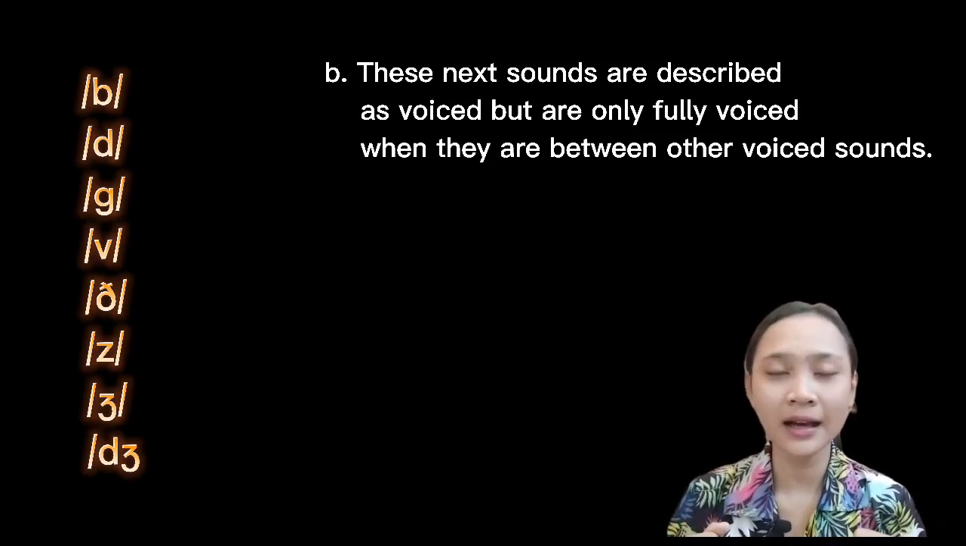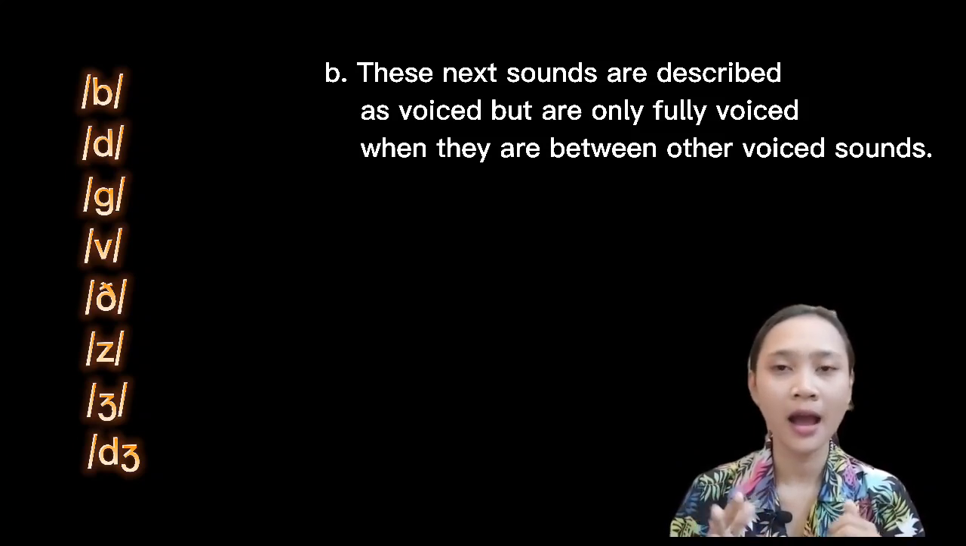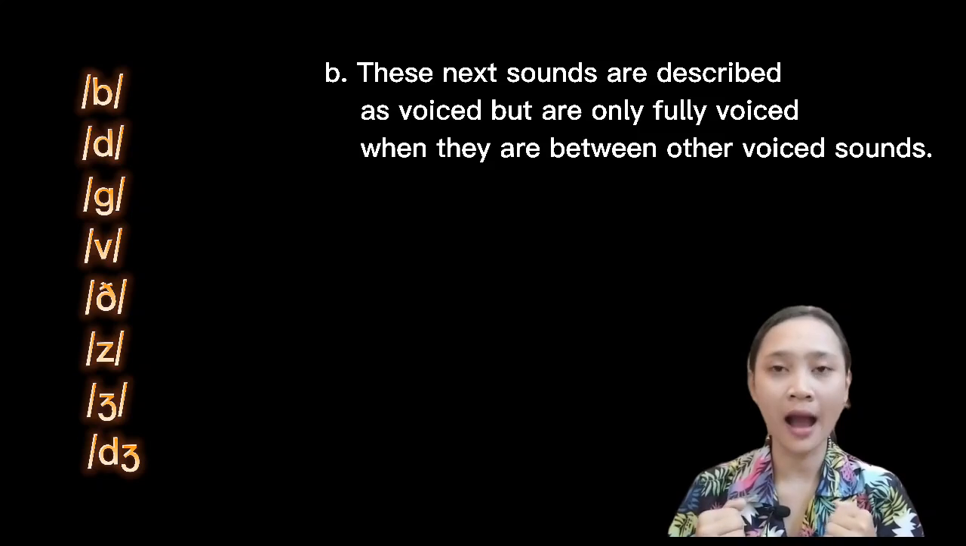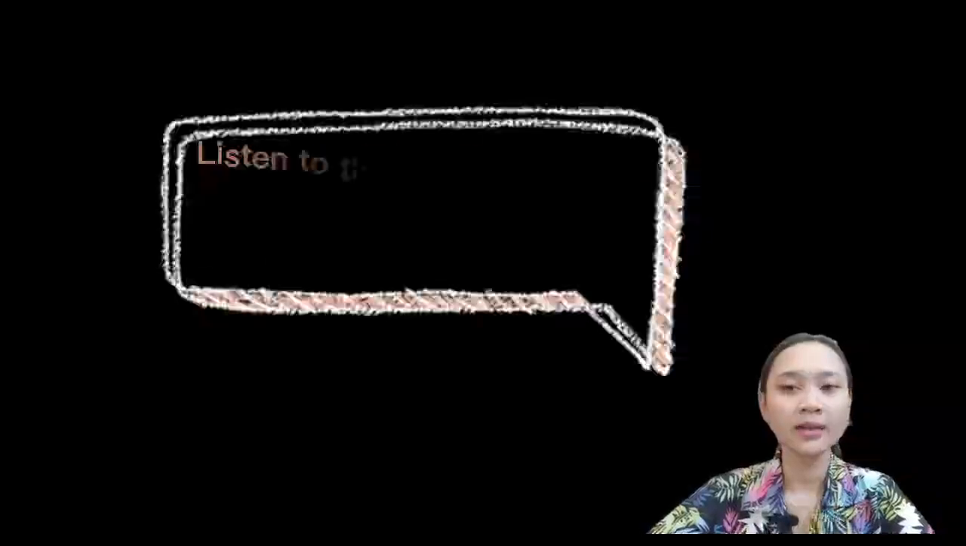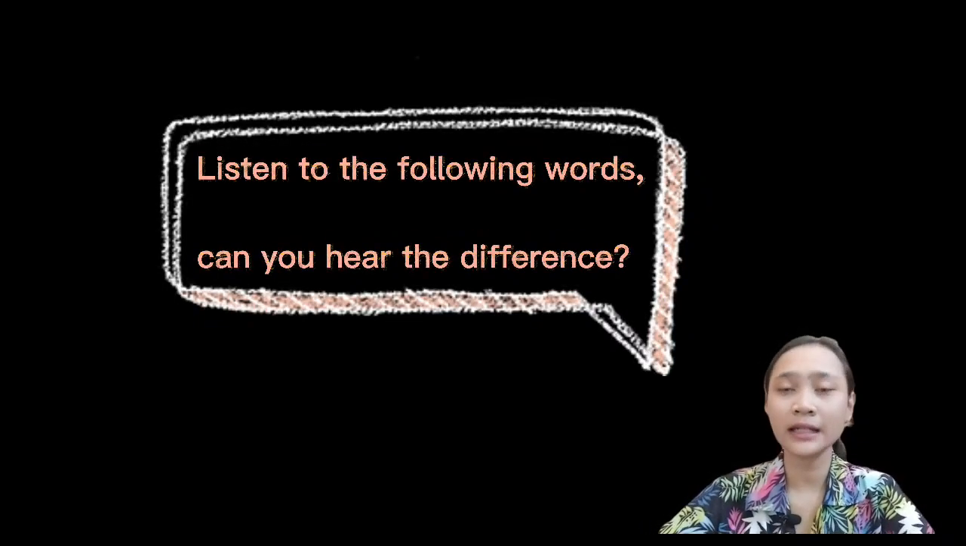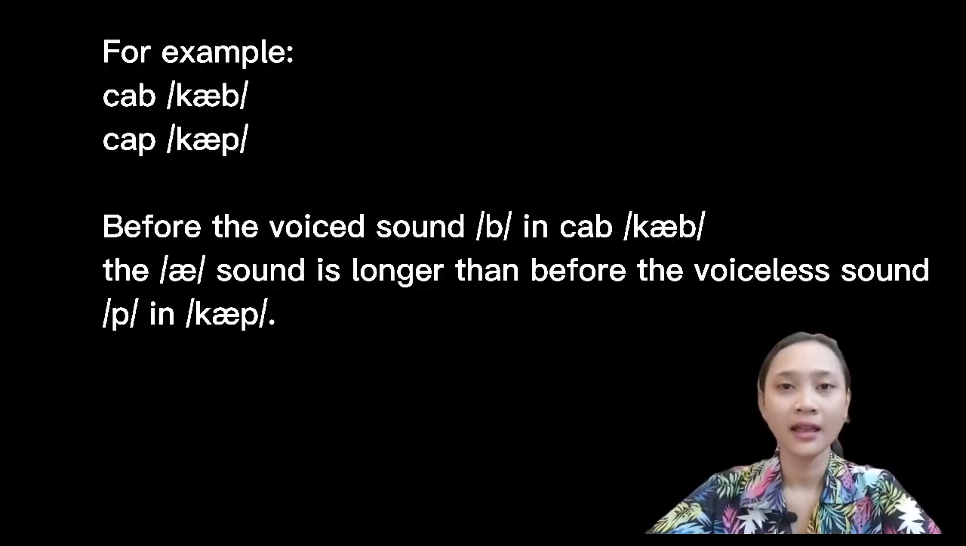And for example, ba, da, ga, fa, va, ha, and the others. Well, the vowel is pronounced slightly differently before a voiced sound. Listen to the following words. Can you hear the difference? For example, cub, cup, cub, cup. Before the voiced sound B in cub, the vowel sound is longer than before the voiceless sound P in cup.